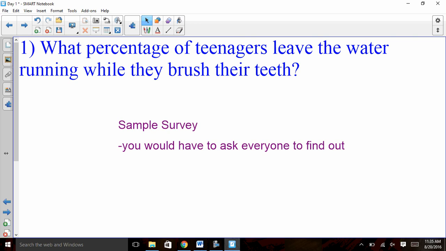Think about it. Yes, you could potentially do observational, but that means you're going to have to sit there in their home while they brush their teeth. Little creepy. You can't really test it because, again, you have to be with them to do it, which, again, I still find a little creepy. So I'm going to go with sample survey because you're going to have to ask people to find out.